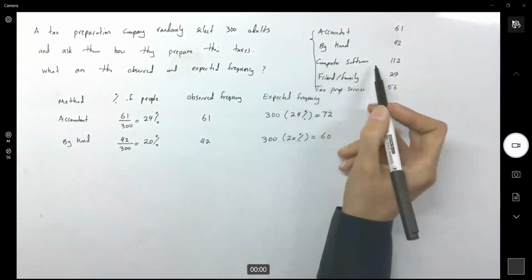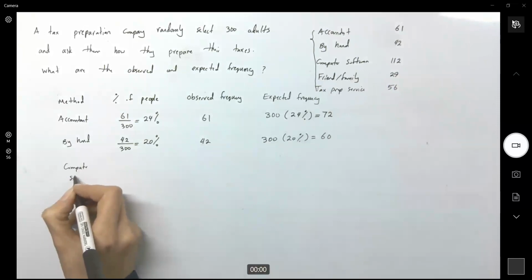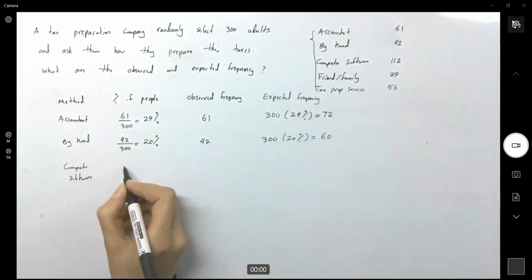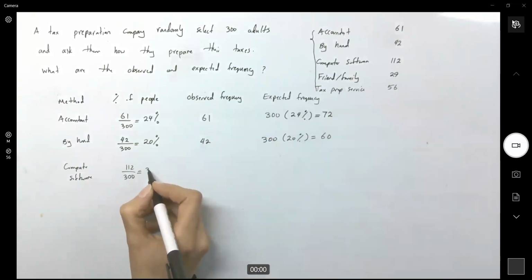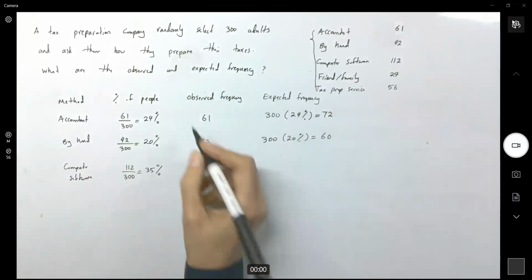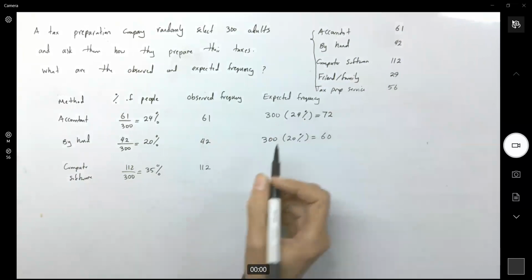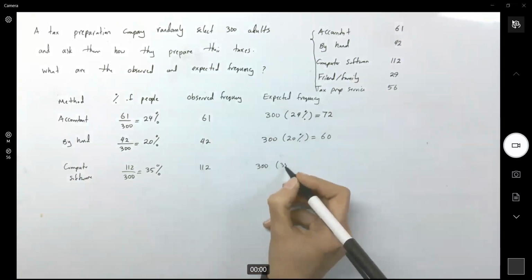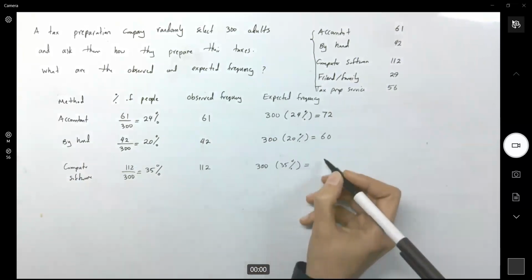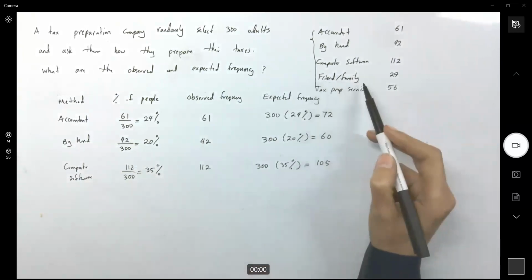So let us move on to the next one, computer software. 112 out of 300, which is 35%. The observed frequency, we observed 112 of them, and the expected frequency, which is 300 times 35%, which is equal to 105. The next category, friend and family.